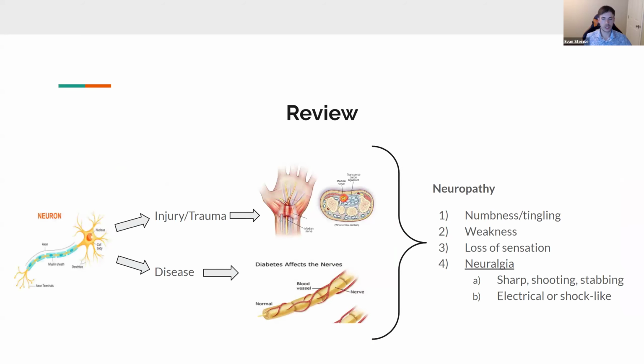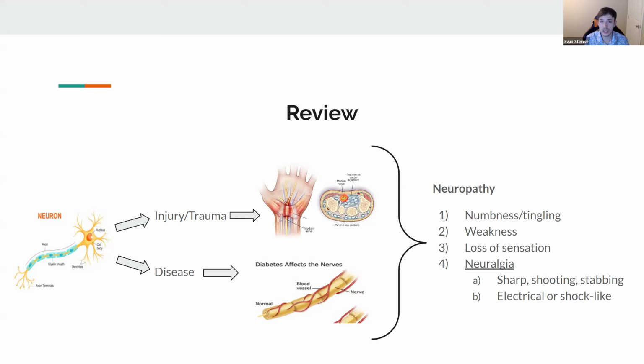So if we just do a quick overview of what we've learned so far, we know now how neurons work, right? They're messengers. They relay messages from either a sensory tissue, like a deep pressure or a sense of taste or smell, and they relay that to the brain, or it's vice versa, where the brain is telling a muscle to contract.